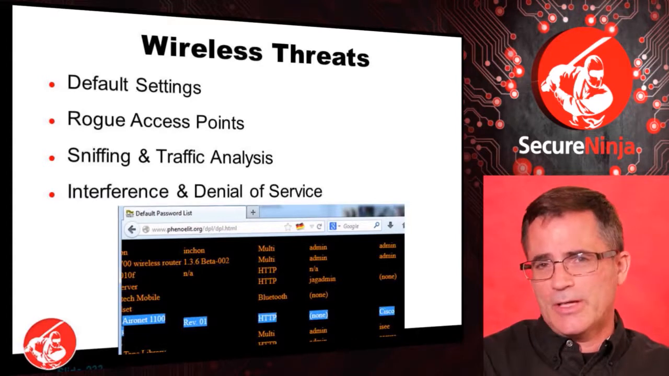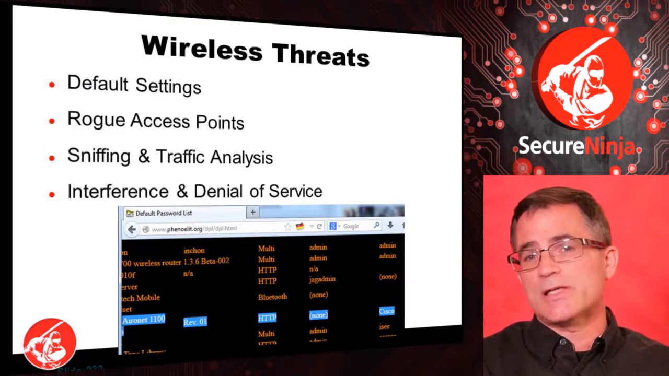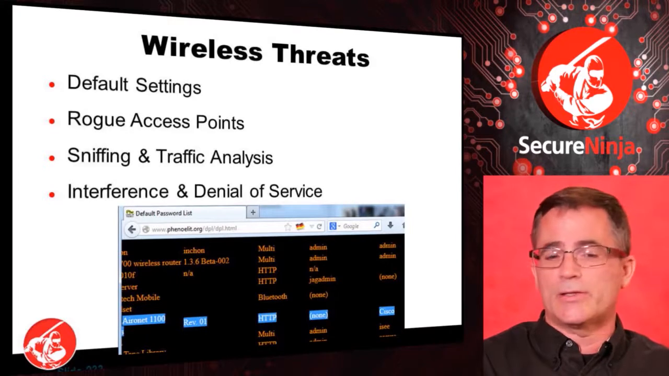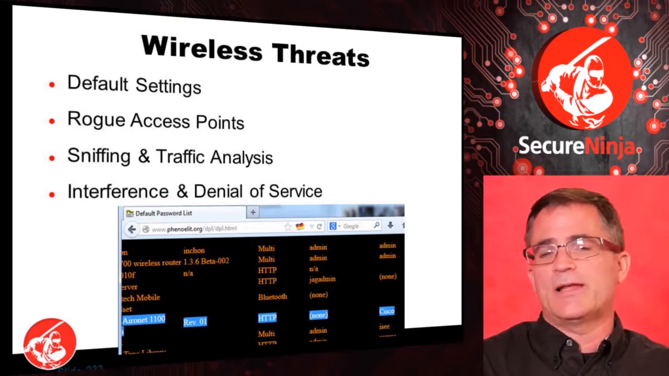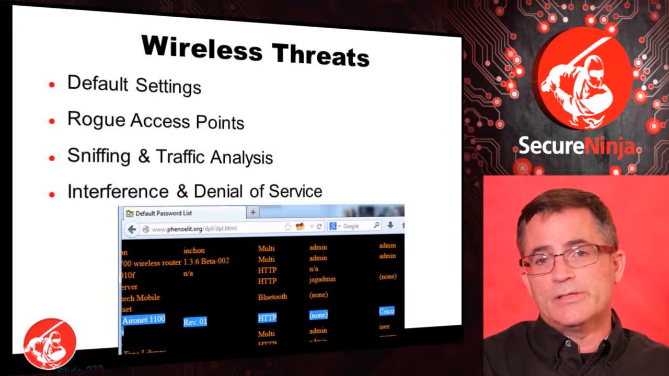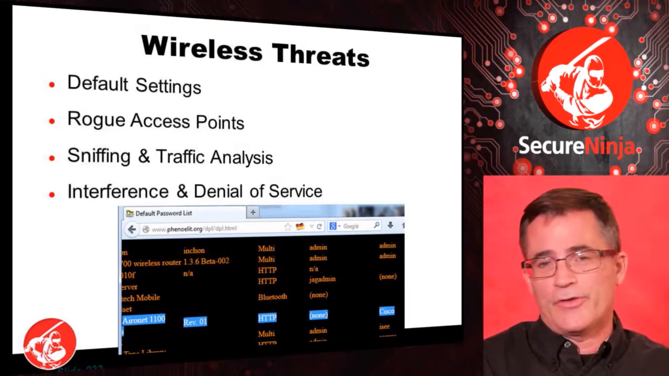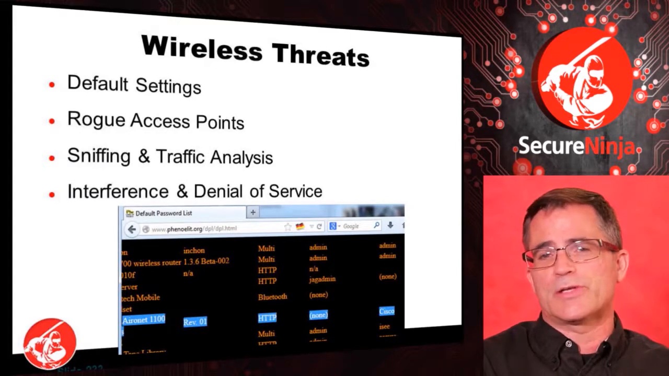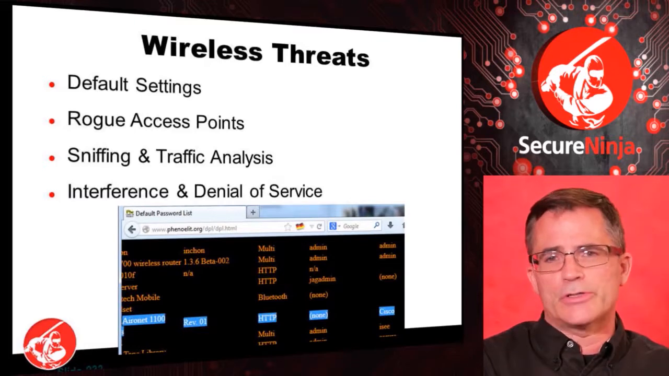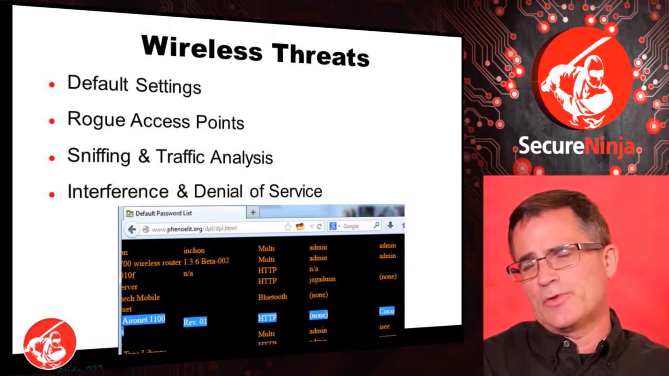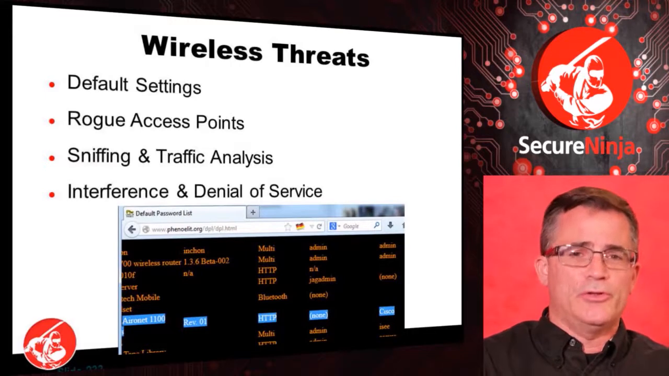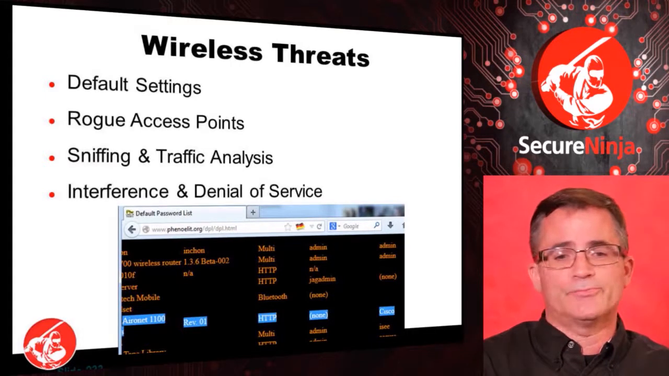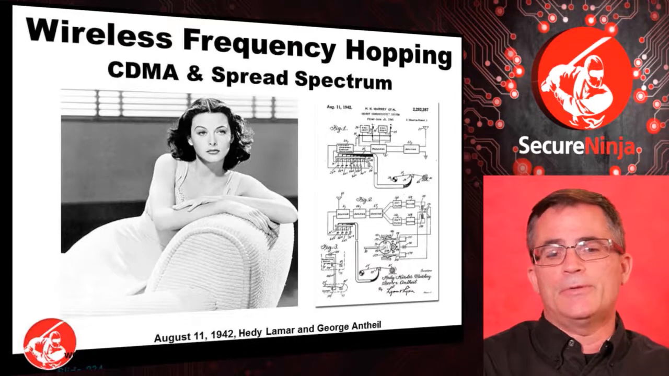We've got sniffing and traffic analysis because it's in the wireless. Wireless is air. So as long as we've got a receiver in the air, we can intercept it. Then interference and denial of service. Wireless is wireless. So we can have interference. Anybody who's set up wireless knows a microwave oven. There's a lot of things, your phones, your cell phones, those types of things can all cause interference. So when we're doing attacks against wireless, we got to make sure we don't actually flood the wireless and cause an actual denial of service. And the wireless frequency hopping, CDMA, and spread spectrum.